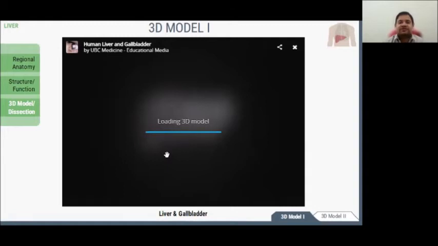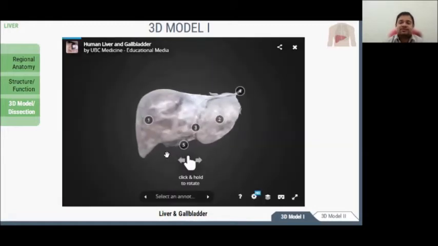Remember, whenever the liver comes up in an exam, you have to describe its location, its shape and size, its function, and then its parts along with histology also. Here, we are only talking about some gross parts only.